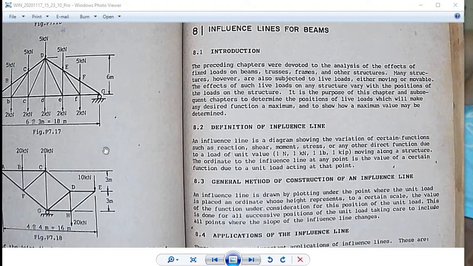Hello class, our new topic is influence lines for beams. By definition, an influence line is a diagram showing the variation of certain functions such as reaction, shear, moment, stress, or any other direct function due to a load of unit value moving along a structure. The ordinate to the influence line at any point is the value of a certain function due to a unit load acting at that point.